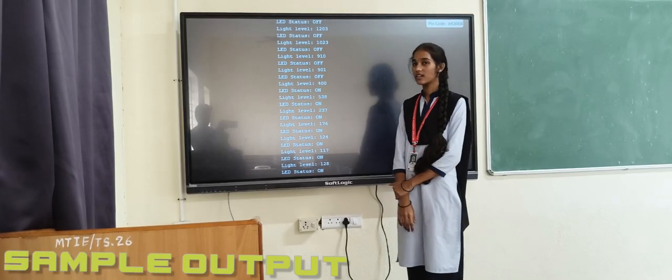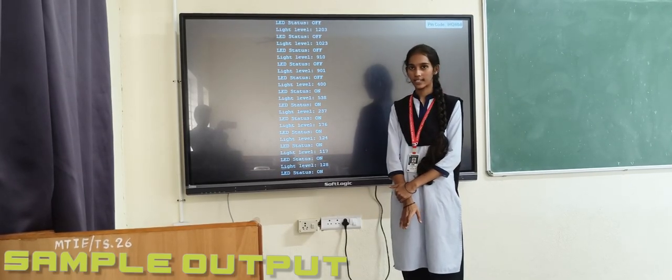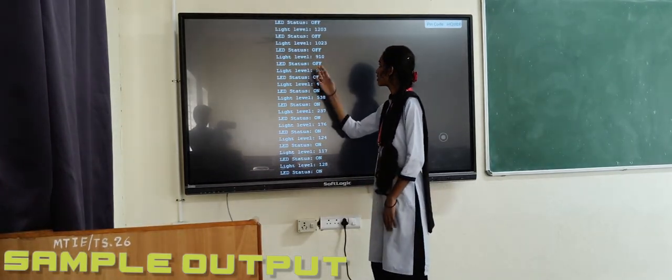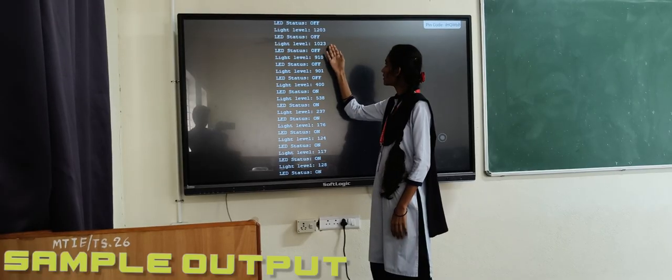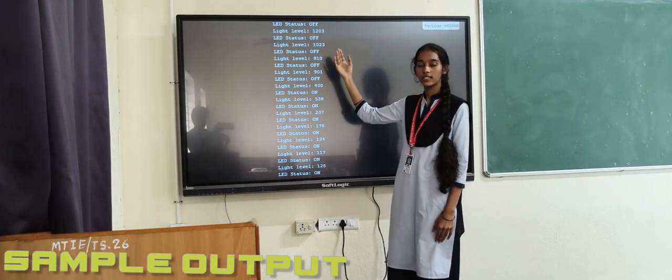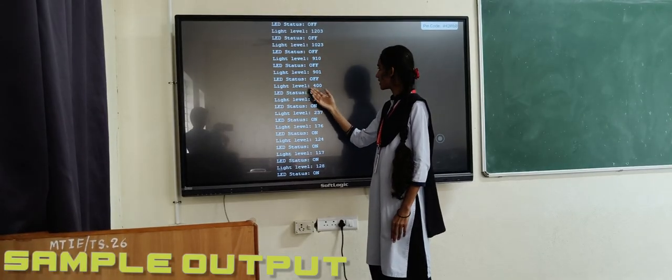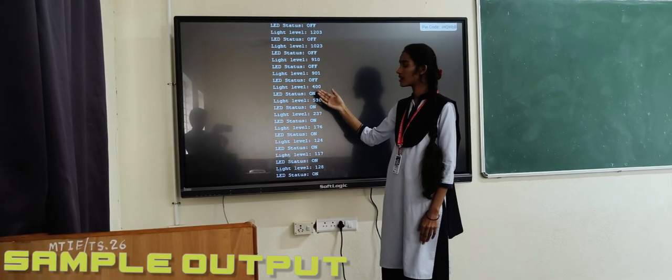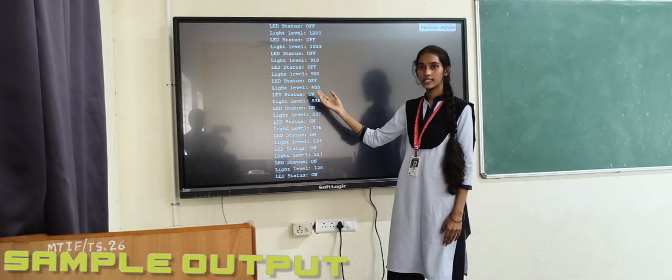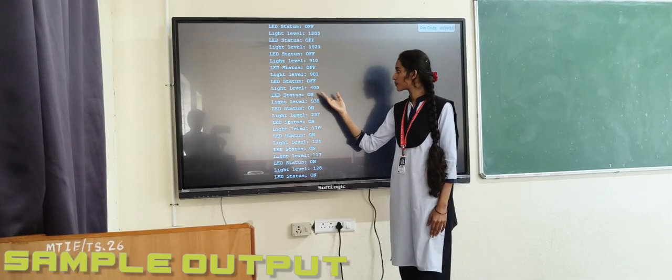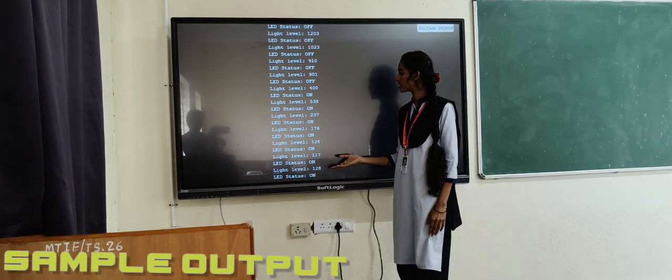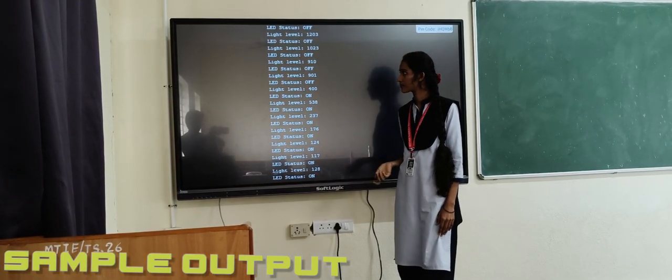Let's go through the output. Here we took the threshold value as 800. As you see, the light level is 1023, which is higher than the threshold value, so the LED status is off. And in the other case, the light level is 400, which is lesser than the threshold value, so the LED status is on. You can observe the different readings.